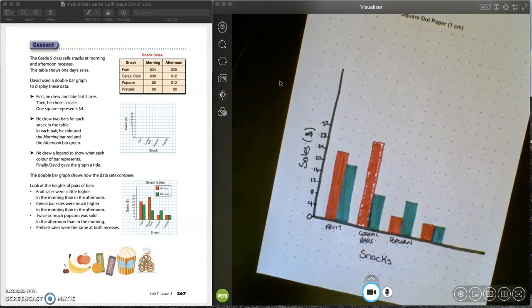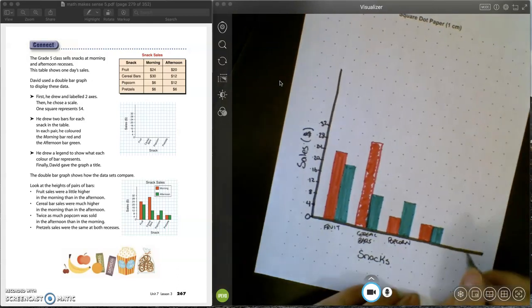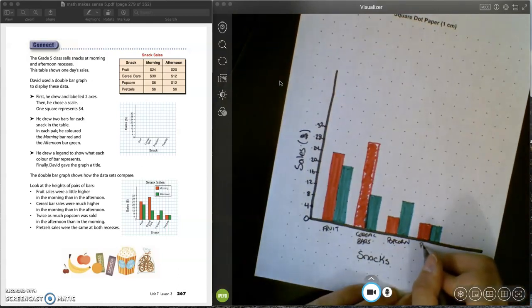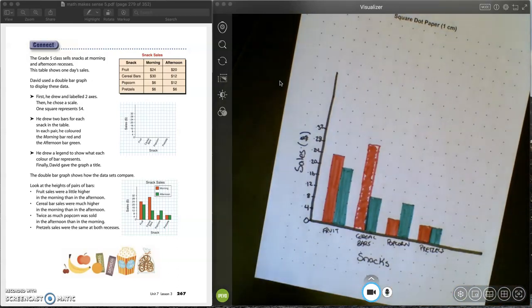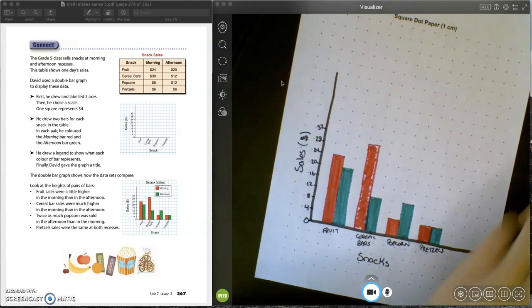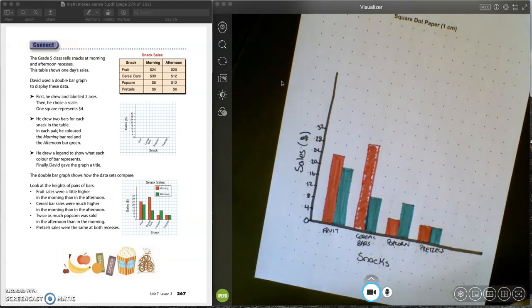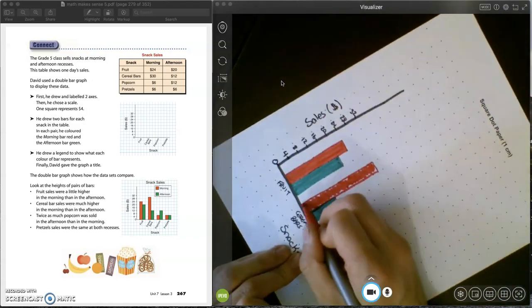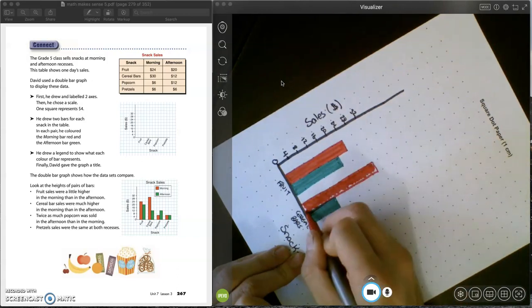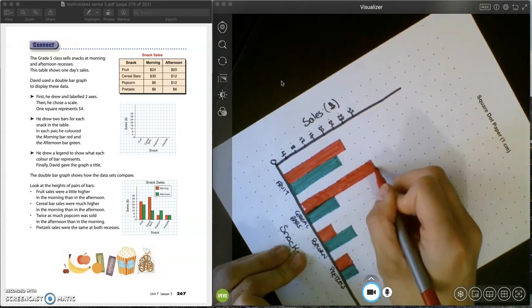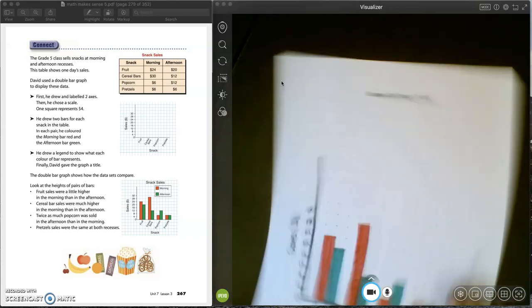Just like that. Okay, I'm going to fire a label on there. Pretzels. All right, so we are almost done, and I'm sure people figured out that this was going to bug me, so... Oh, so much better.